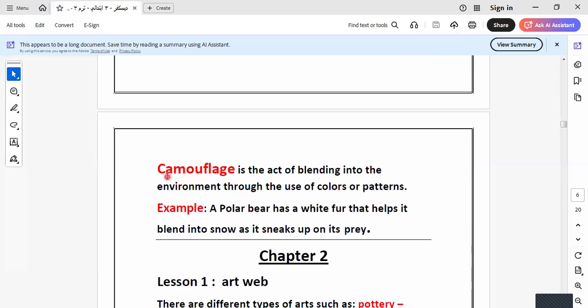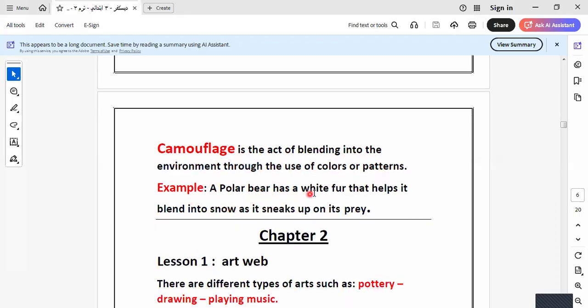Camouflage. Let's go to something called camouflage. It means the act of blending into the environment. Camouflage means the animals or insects or anything changing the color to prevent other animals from fighting or eating them. It's the act of blending into the environment through the use of colors or patterns. A polar bear has white fur that helps it blend into snow as it sneaks up on its prey.